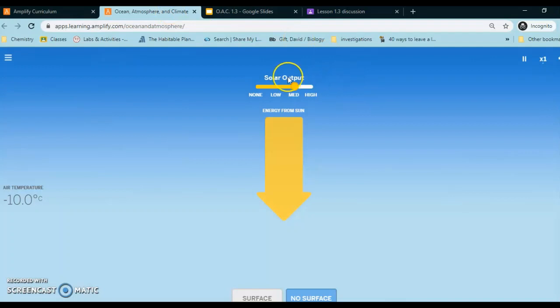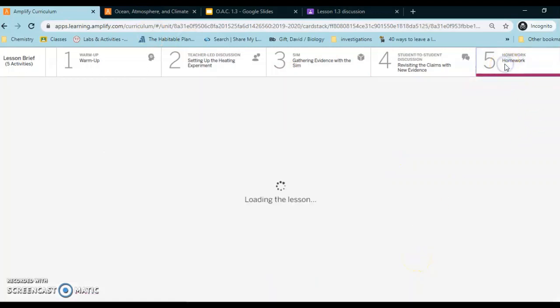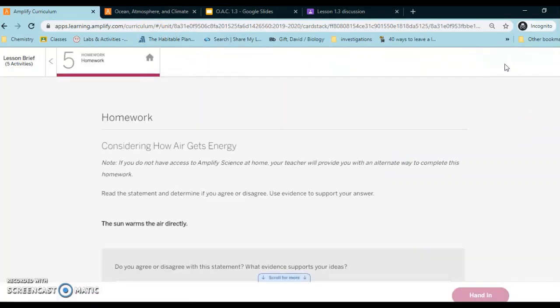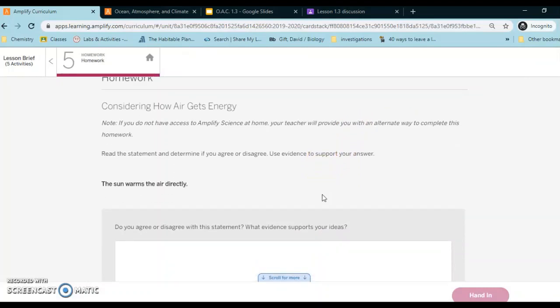So now that we've done all that, last thing for you to do is your homework. And your homework is quick and easy today. So it says read the statement and determine if you agree or disagree and use evidence to support your answer. So the question is, the sun warms air directly. So you're going to say, I agree the sun warms air directly. I disagree. Right? You're going to write whatever you say.